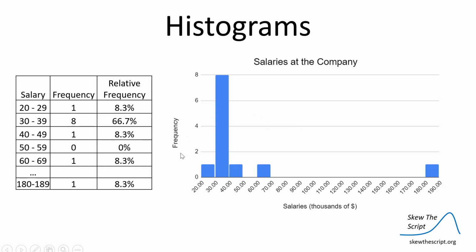When we are graphing a histogram, same thing: make sure title, tick, tick, label. So we're showing the heights by drawing ticks on the y-axis. We have a title, salaries at the company, and we're labeling frequency and salaries in thousands of dollars.